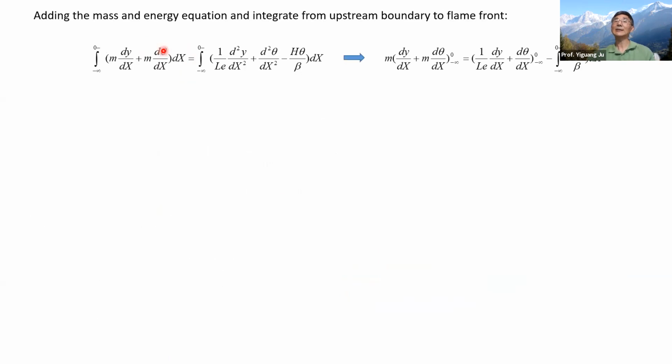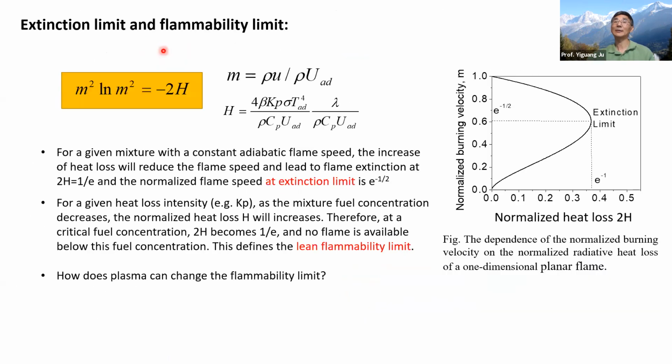And you can get that the flame speed is like this. Okay, so this is the flame speed. The normalized flame speed to the adiabatic flame speed is proportional to 2H. H here is indicated by the heat loss. This T_ad squared to the fourth power is the heat loss.